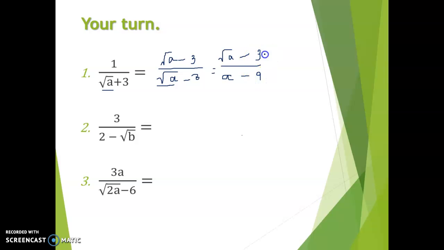Now, we cannot simplify these. We can't divide this by 3 and this by 3. We would have to divide everything by 3. And these don't divide by 3. So that is our answer here.